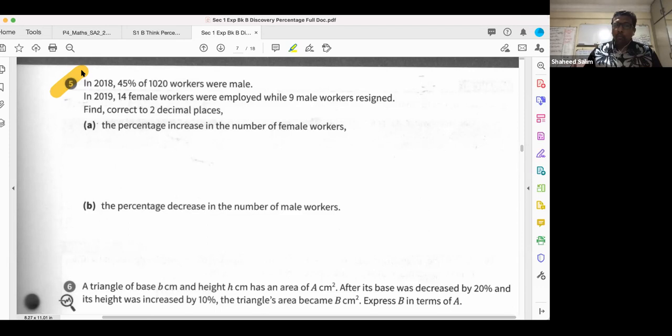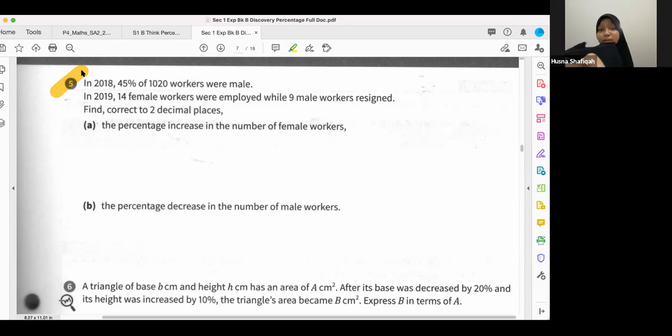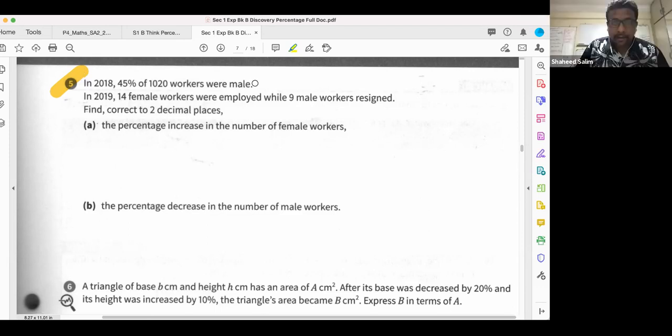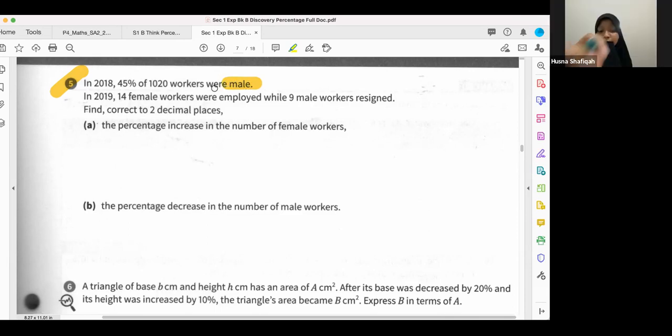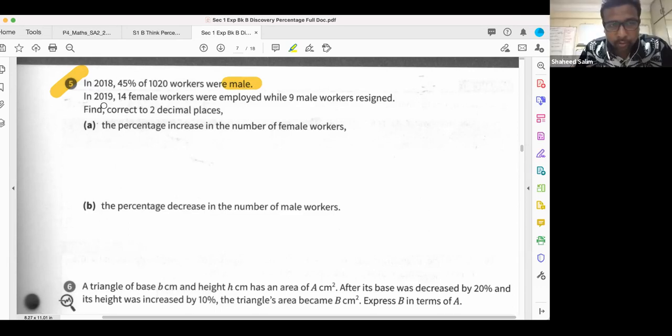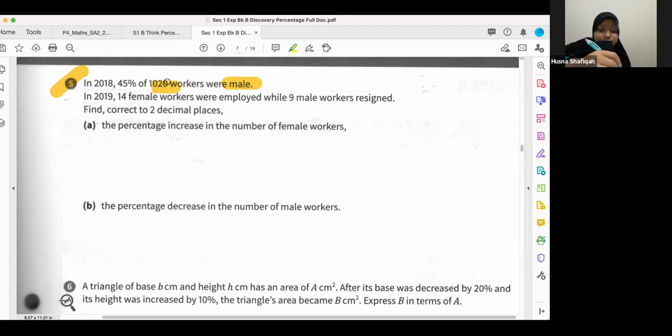Ask yourself, so what is 100%? Male. Male is 45%. But now what is 100%? The workers, in total, 1,020. Good. Well done. Well done.